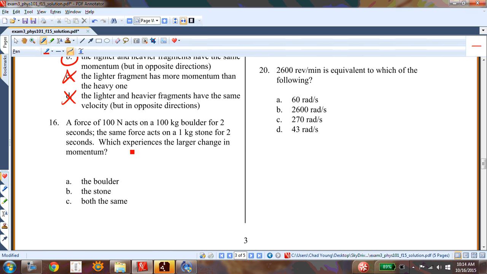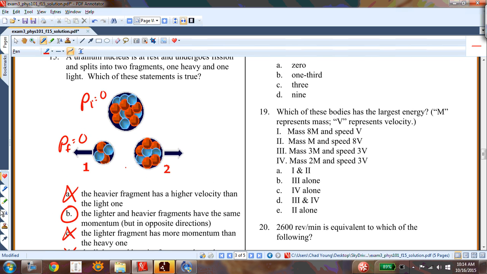A force of 100 newtons acts on a 100 kilogram boulder for 2 seconds. The same force acts on a 1 kilogram stone for 2 seconds. Which experiences a larger change in momentum? Well, F is delta P over delta T. So if I have a force for a certain amount of time, I'm going to have the same change in momentum. So C is the answer for 16.